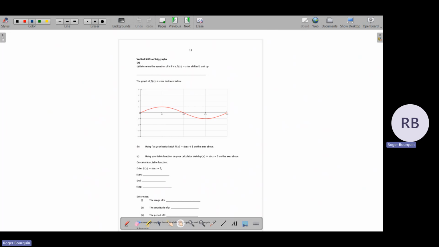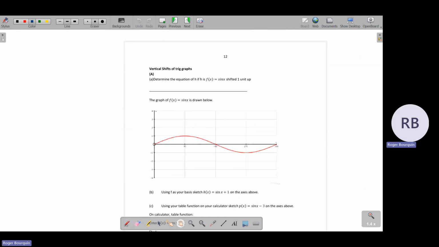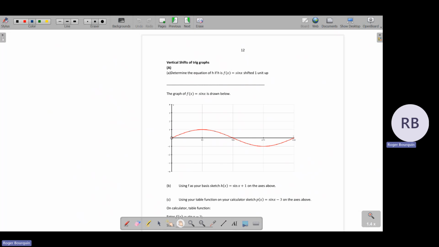Version the shifts of trig graphs. Okay. Right. So now, determine the equation of h if h is f of x equal to sine x, shifted 1 unit up. Okay. Right. So, guys, any graph in the world.